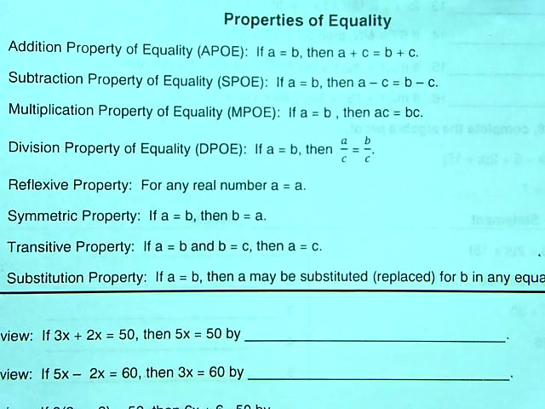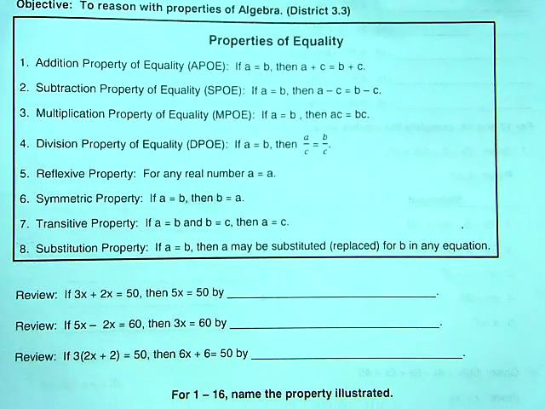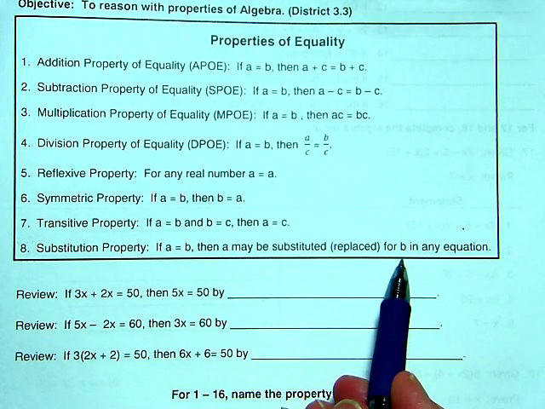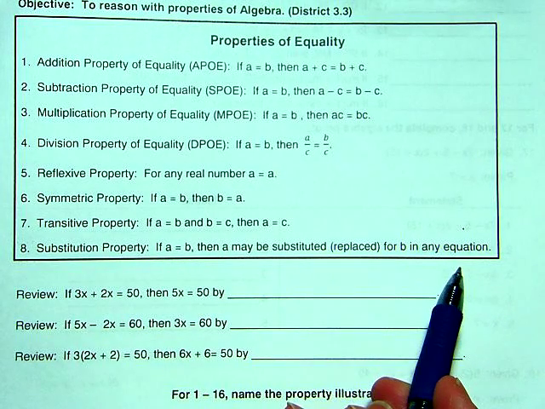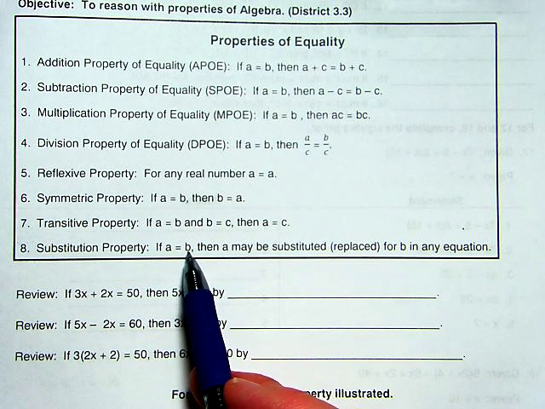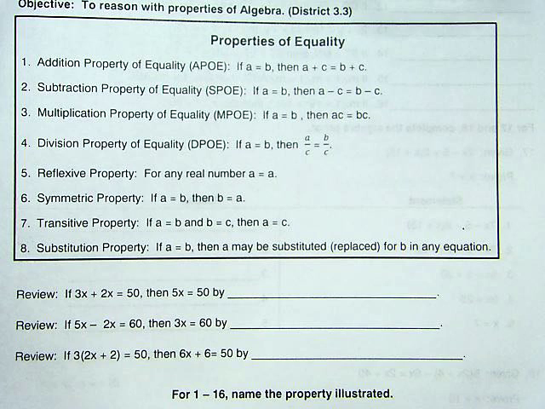And one that we use all the time is the substitution property. If a equals b, then a can be substituted for b in any equation. So if we have a equals b, we could substitute b for a, or we could substitute a for b. And now we're going to see these being used in some of the examples below.